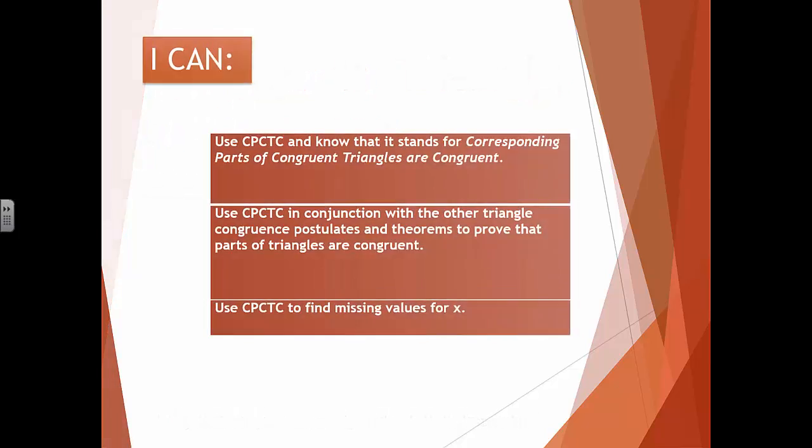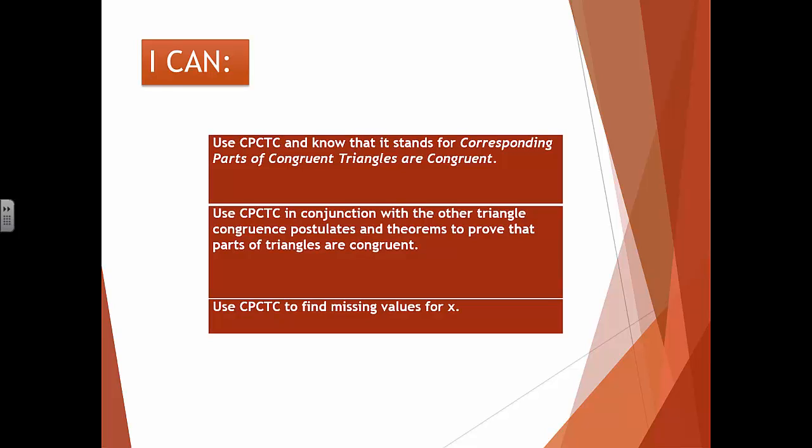By the end of this lesson, you should be able to say that I can use CPCTC and know that it stands for corresponding parts of congruent triangles are congruent. You should also be able to say, I can use CPCTC in conjunction with other triangle congruence postulates and theorems to prove that parts of triangles are congruent, and I can use CPCTC to find missing values for x.